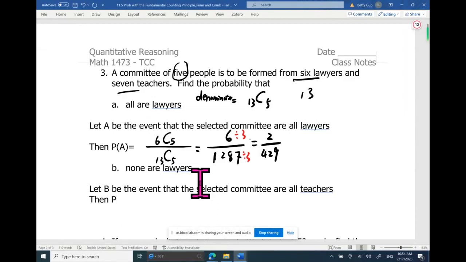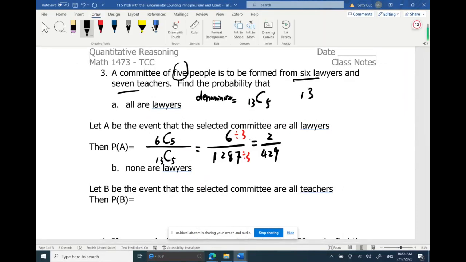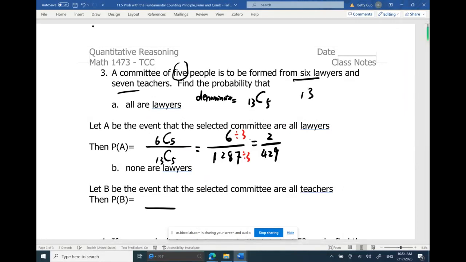Then P of B, classical model, 2 numbers, numerator, denominator. Denominator C(13,5) combination, total number of outcomes. Numerator, all 5 people in the selected committee are teachers, right? How many teachers in total? 7. So C(7,5). Okay.